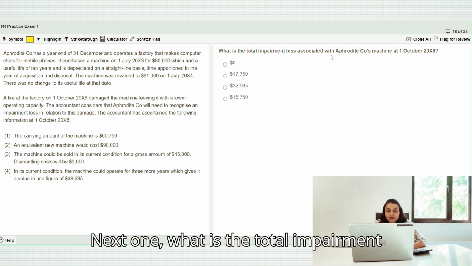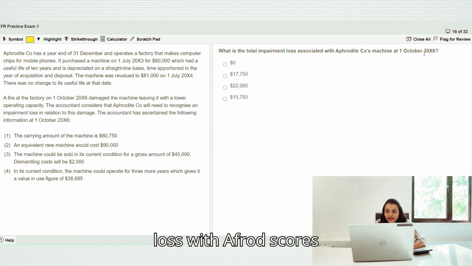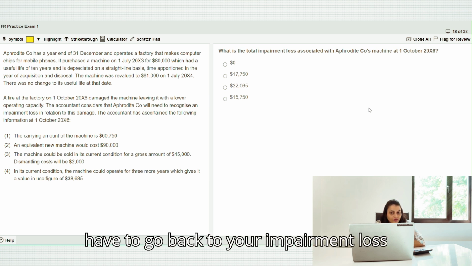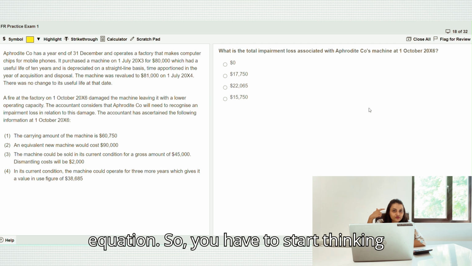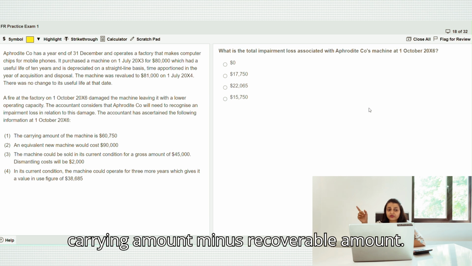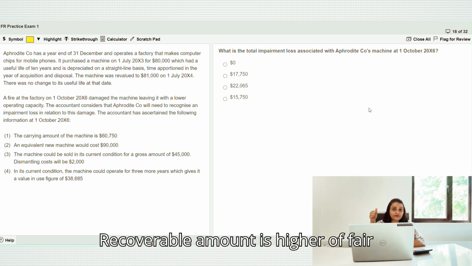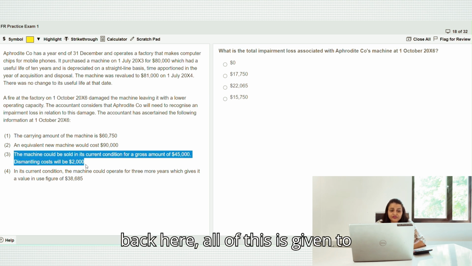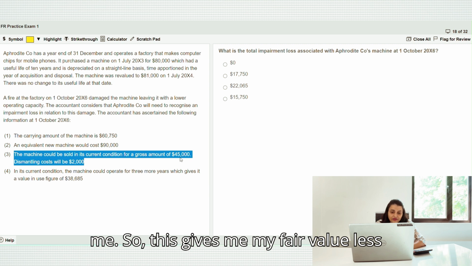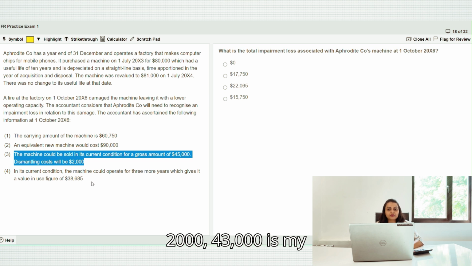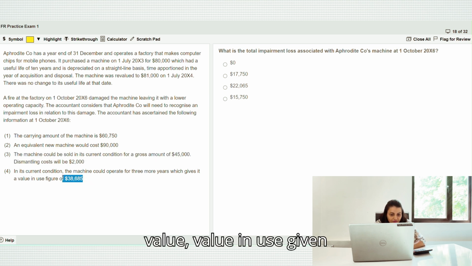Next one. What is the total impairment loss with Afrod's Co's machine at 31st October 2016? So for this simply you have to go back to your impairment loss equation. So you have to start thinking very quickly. Impairment loss is equal to carrying amount minus recoverable amount. Recoverable amount is higher of fair value and value in use. So if I go back here, all of this is given to me. So this gives me my fair value less cost to sell. So 45,000 minus 2,000, 43,000 is my fair value.